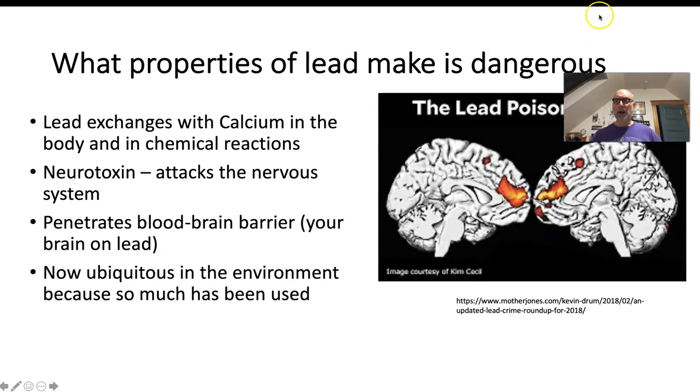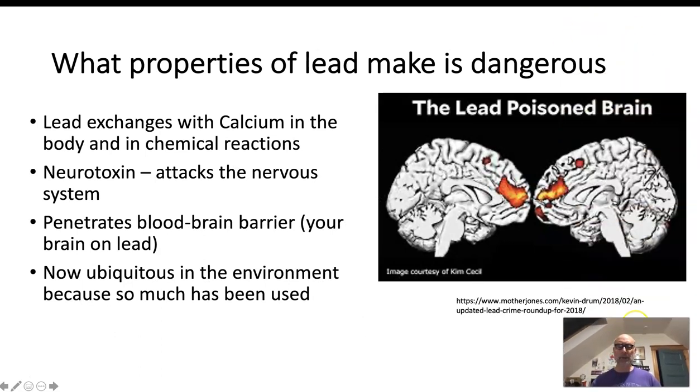So let's look at some of the properties that make lead dangerous. Again, I'm going to be spending a whole lecture on lead and health, but I just wanted to put that forward right now. The first thing is that lead exchanges with calcium in your body and in chemical reactions. They're very similar chemically. And that's not very good because there's a lot of calcium in your body involved in nerve signaling and building bones and those sorts of things.